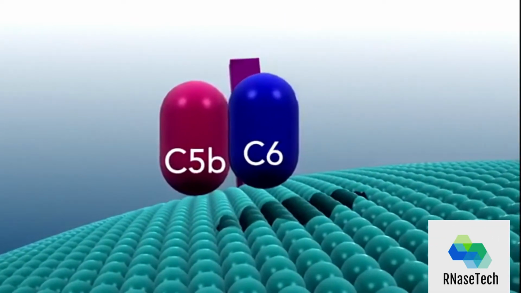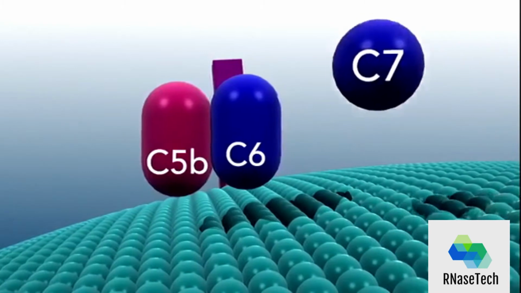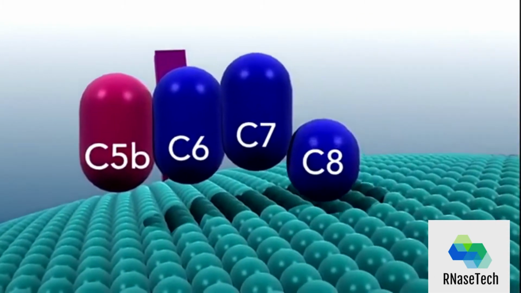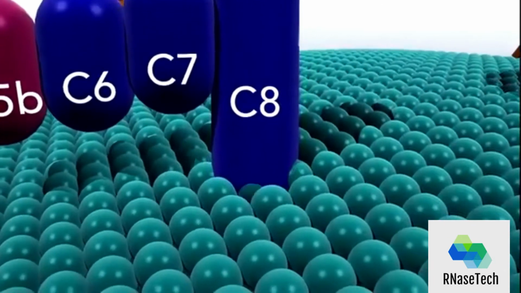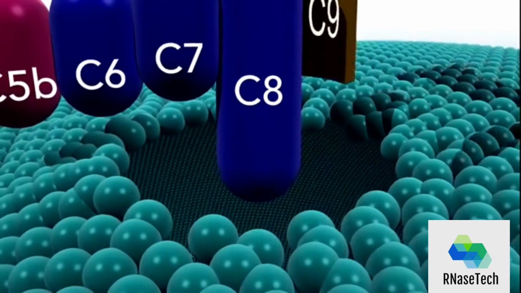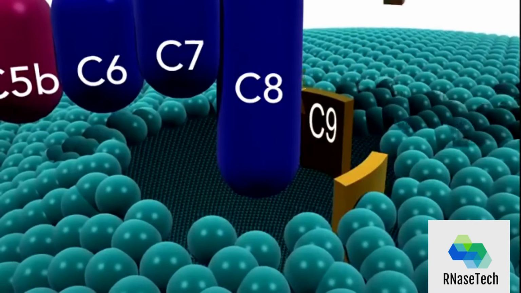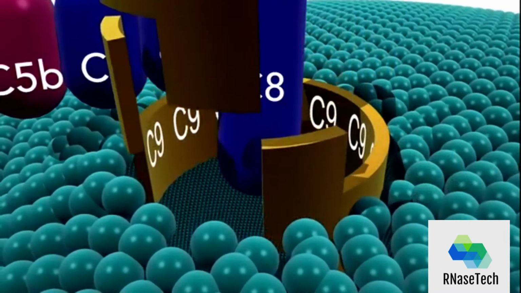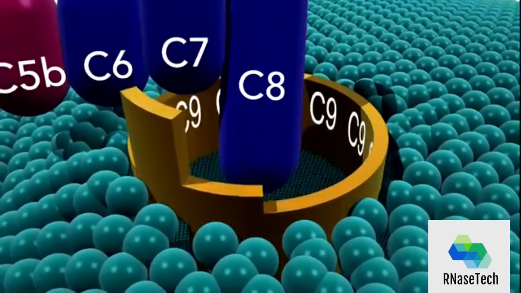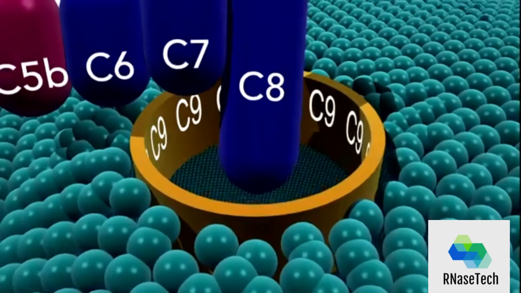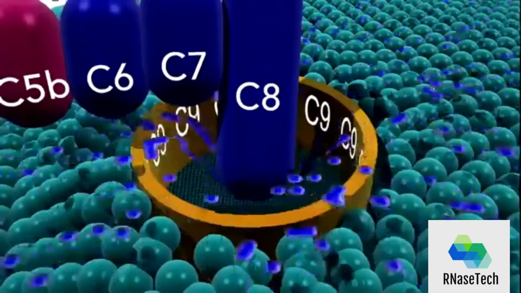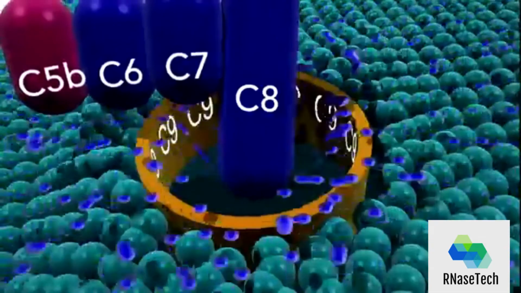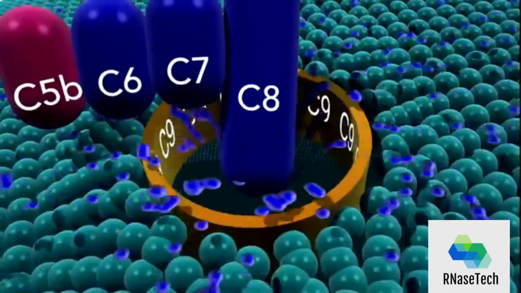C5b associates with C6, C7, and C8, forming a large multimolecular complex that associates with and begins to disrupt the cell membrane. Subsequently, C9 binds to C8, and this is followed by the binding of many additional C9 molecules, leading to the formation of a large pore in the cell membrane. The pore in the membrane is large enough to allow water, ions, and small molecules to enter the cell, leading to lysis.